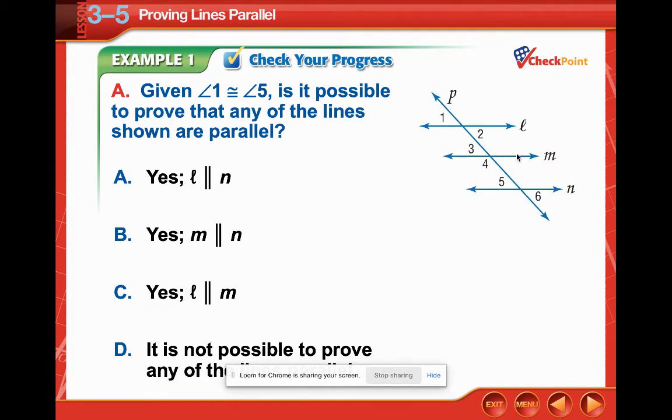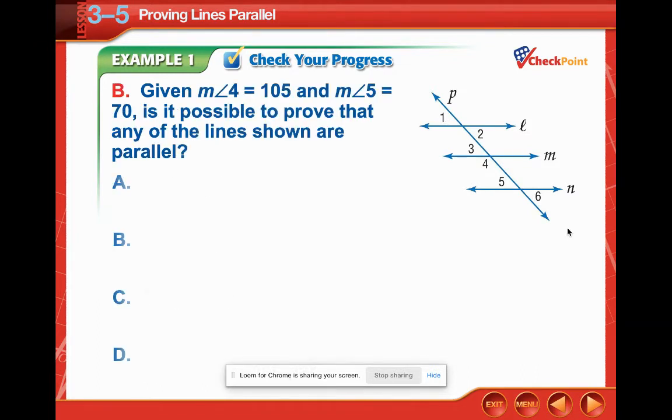All right. Hopefully everybody paused it and was able to come up with the right answer. Let's see, what is the right answer? Yes, L is parallel to N. You should not have had M in any of these because 5 and 1 don't even touch M. Also, these are corresponding angles. 1 and 5 are corresponding angles. And if they're congruent, that means the lines that they're on are parallel. So L and N are parallel.